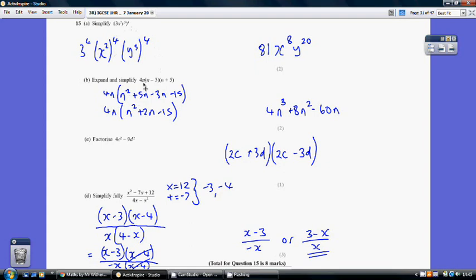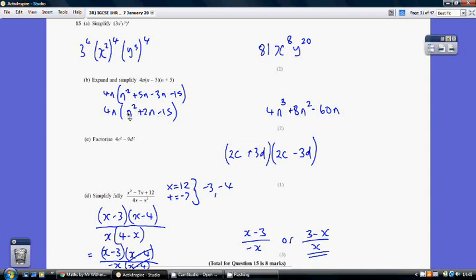Now for part B, I've got 3 components to multiply together, the 4n, the n minus 3, and the n plus 5. Doesn't matter which order you do these in. I'm going to leave the 4n alone for now and kick off by doing n minus 3 multiplied by n plus 5. So that's n times n being n squared, n times plus 5 being 5n, minus 3 times n being minus 3n, and minus 3 times plus 5 being minus 15. I've then gathered up the like terms in the middle to get n squared plus 2n minus 15.